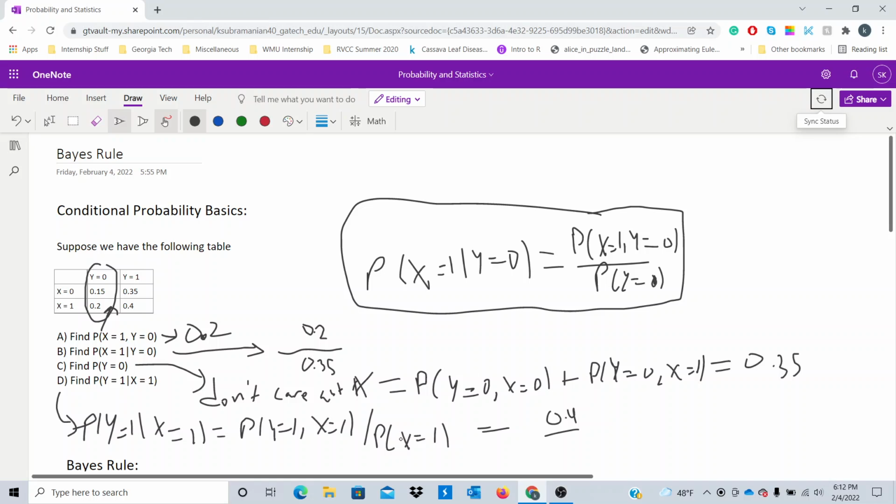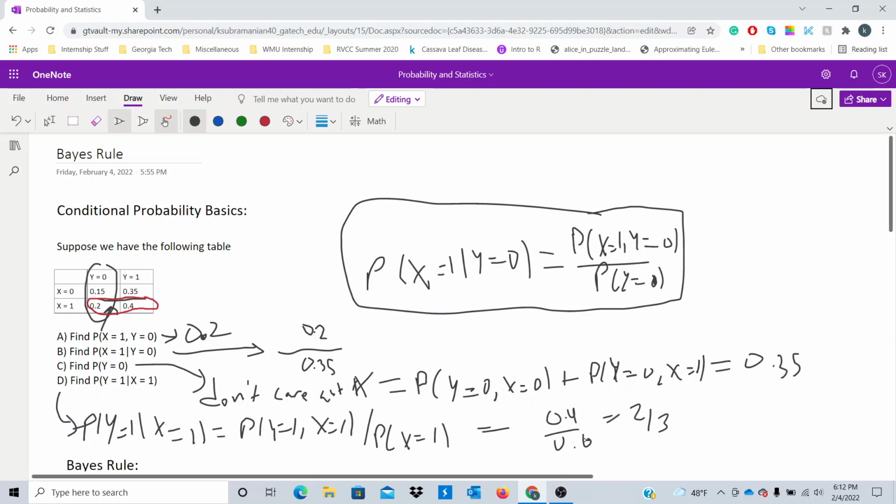To get our denominator, we want the probability that x equals 1. But when x equals 1, we don't care about what y is. So we can add up the probabilities that x equals 1 and y equals 0, or the probability that x equals 1 and y equals 1. So we just simply take the total along this row. Let me circle this in red. So we're going to take the sum along this row here in red. So the denominator becomes 0.6. So this is simply 2/3.